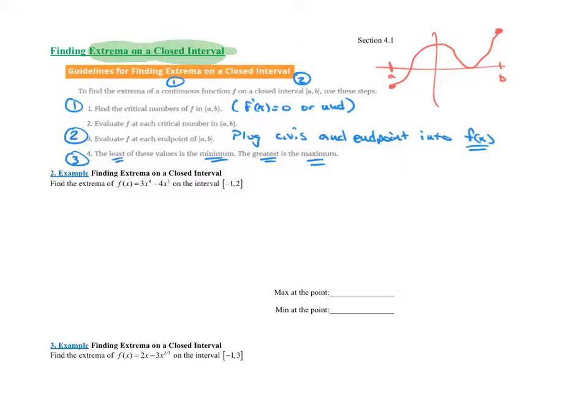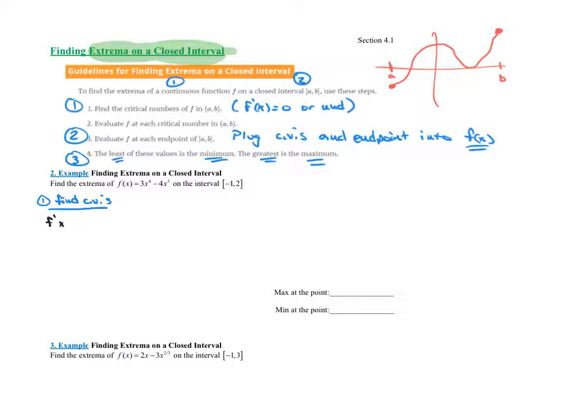It says, example 2, find the extrema of the function f of x equals 3x to the fourth minus 4x cubed on the interval -1 to 2. So let's go ahead and give this a try. The first step that we want to do is find the CVs, the critical values. What are the critical values? Again, those are where the derivative is equal to 0 or undefined. So let's go ahead and find the derivative.